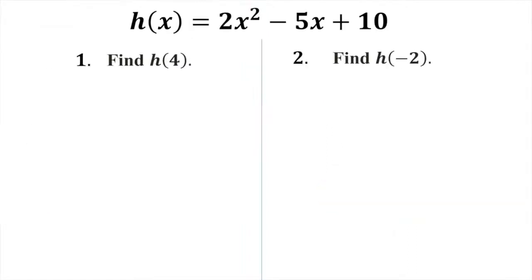All right, so let's try another one. I want you to try it on these 2. Here is the original equation. This is the function h of x. So now I want you to find h of 4 and h of -2. Go ahead and try that now. After you've obtained your answer, come on back and push play.